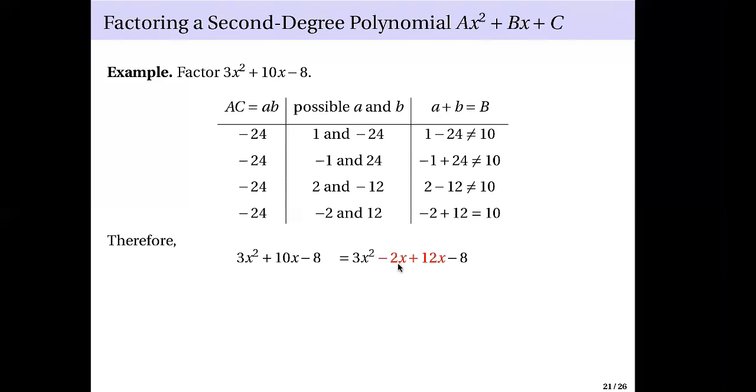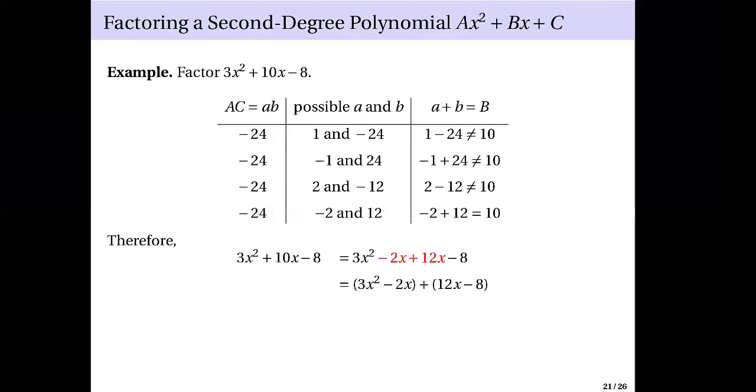3x squared minus 2x plus 12x minus 8. So here, you have your minus 2. It's for this guy here. And then you have this 12. It's for this guy in here. Okay? And then we can use this grouping: 3x squared minus 2x, and then your 12x minus 8. So in here, you will have that grouping.